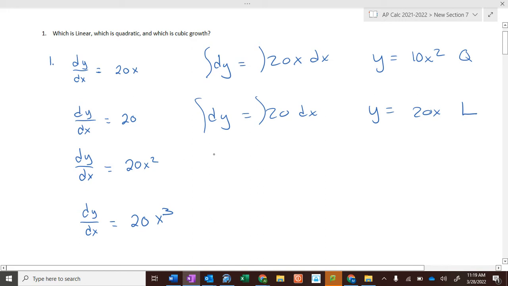This one, dy equals 20x squared. Integrate it. y equals 20 over 3 x cubed. That's cubic. And then the last one is to the fourth power. Do we even need to do that? 5x to the fourth. So that's not any of the three. That's why I said, do we even need to do it?